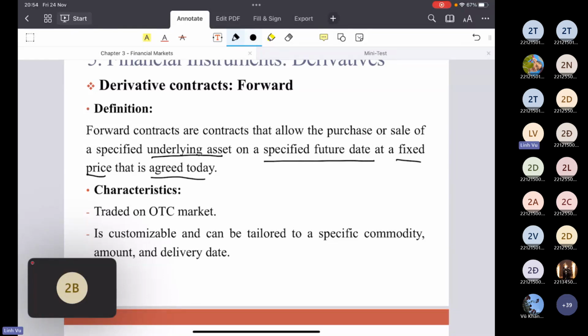Okay? So the two parties will be able to purchase or sell a specified underlying asset. In our example, it is the coffee beans. On a specified future date, which is 1 year later, and at a fixed price, which is $1,300 per ton, and this price is agreed today. So basically, our example is an example of a forward contract.